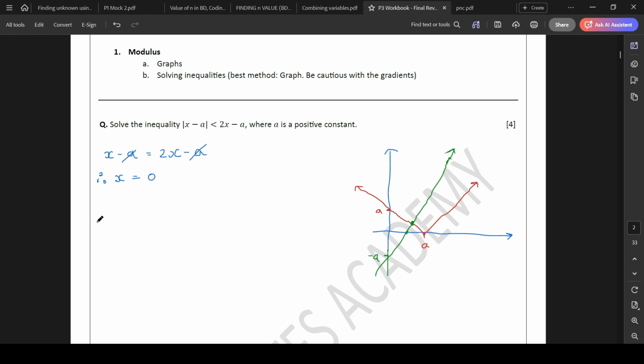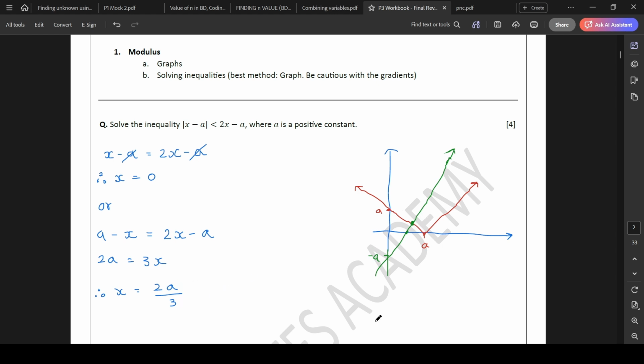Now let me open the modulus with the help of negative sign. So it will become a minus x this time. I'll write or in between and then write a minus x is equal to 2x minus a. And this time it will become 2a is equal to 3x. From here we can see that x is equal to 2a over 3. So clearly x equal to 0 is not what we are looking into. This has to be 2a by 3.